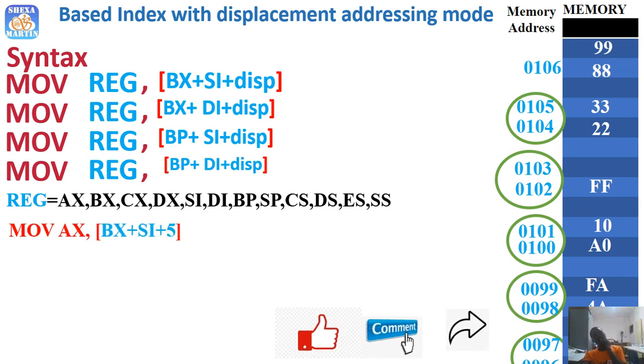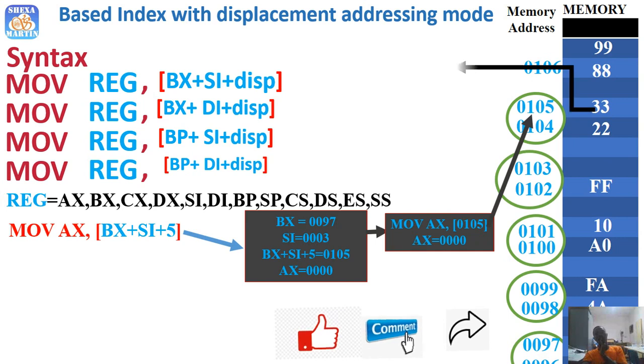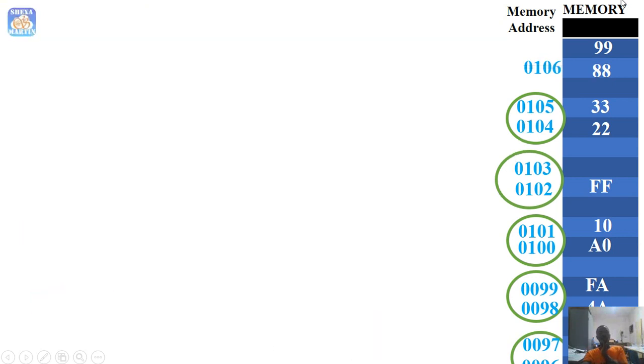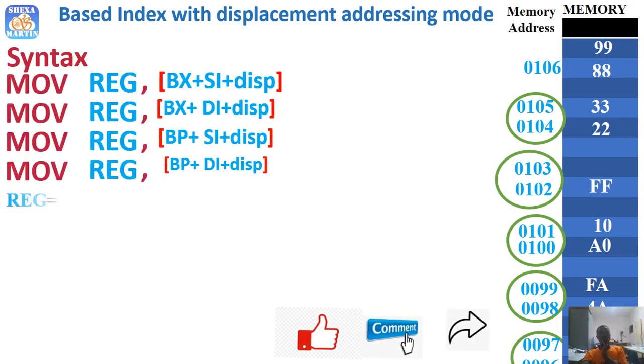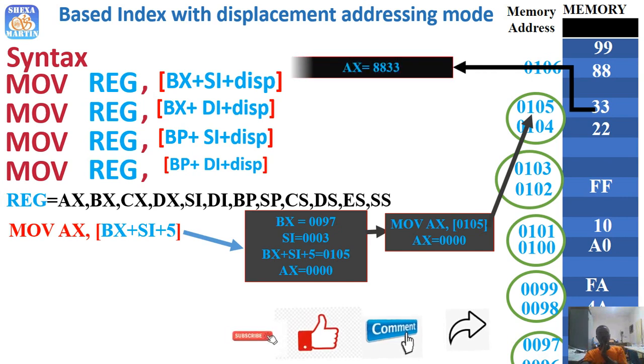Here is an illustration. We can do that. The value that is in SI plus the value in BX plus 5, we get that, and our instruction changes to that, and then we go to that address, and then we get the value into AX. Right, so that's it for based indexed addressing mode with displacement. So that's how it goes.